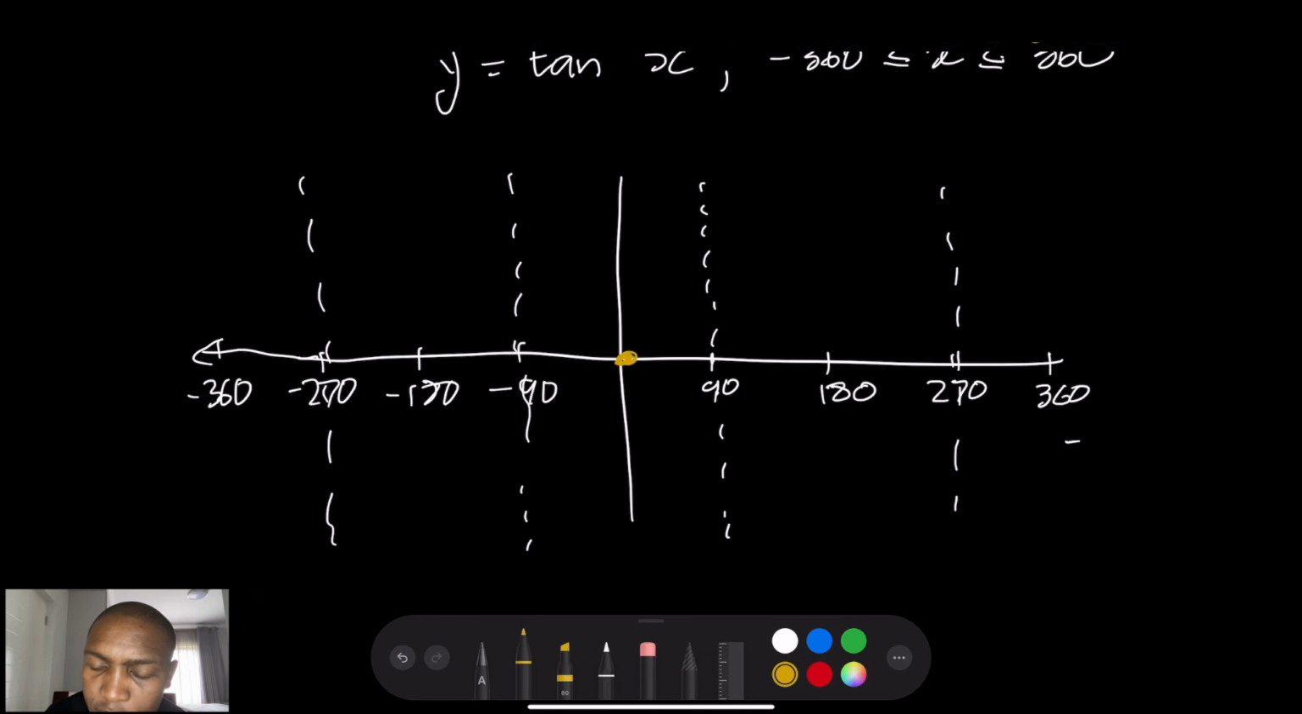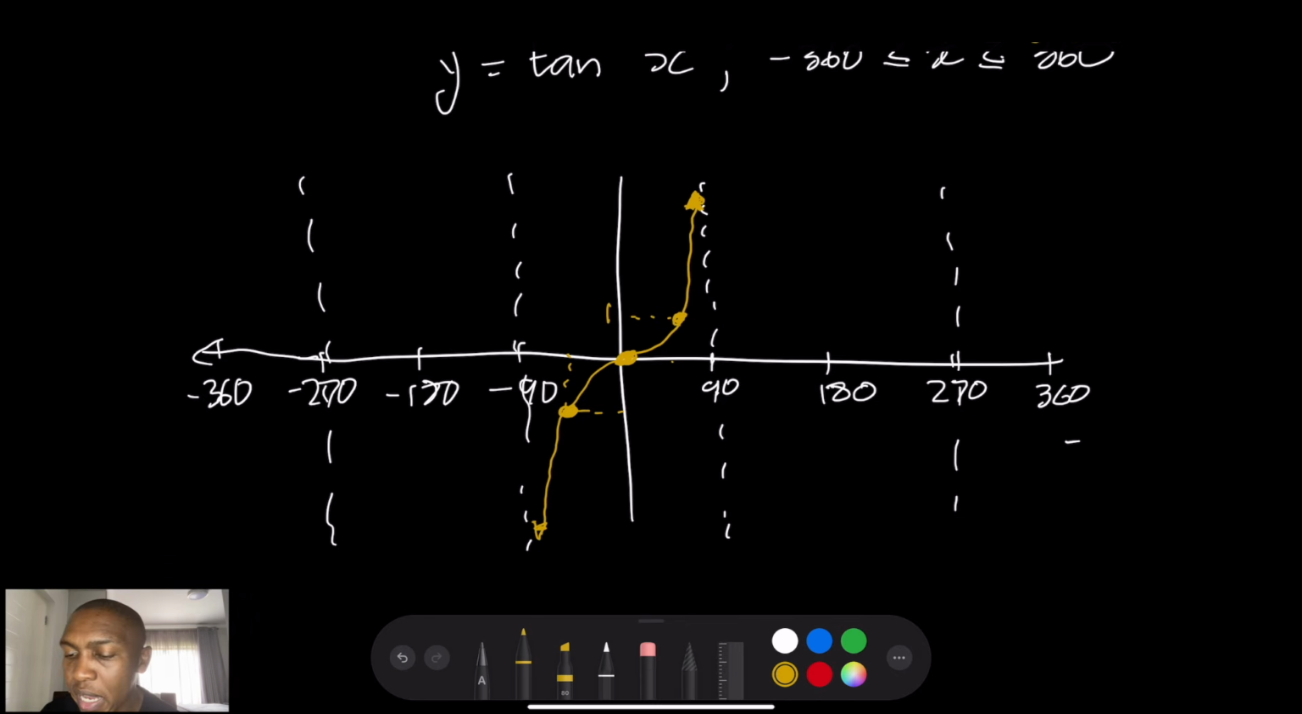It starts at 0, and what it does is something like this. I'm trying to show that it actually doesn't touch the asymptote there, and it does the same on this side, so it never touches. From 0, the tan of 45 is 1. So tan of minus 45 would be minus 1 as well. Just keep that in mind.